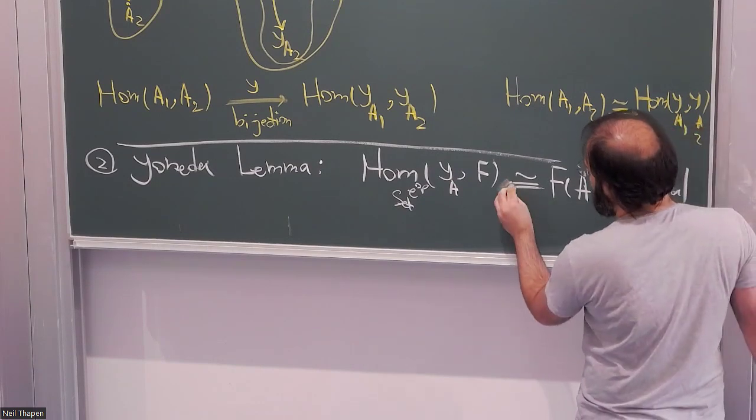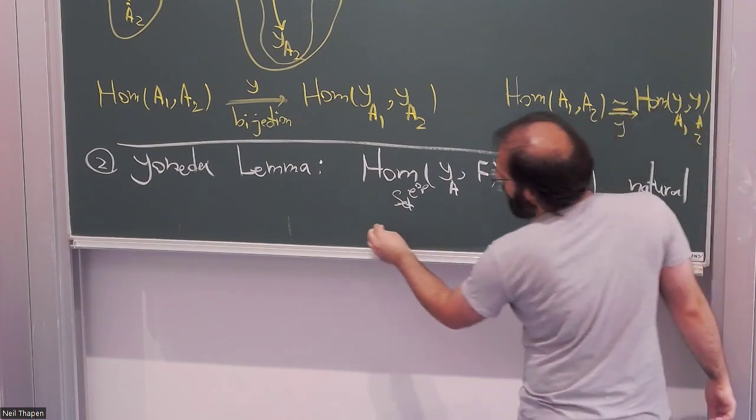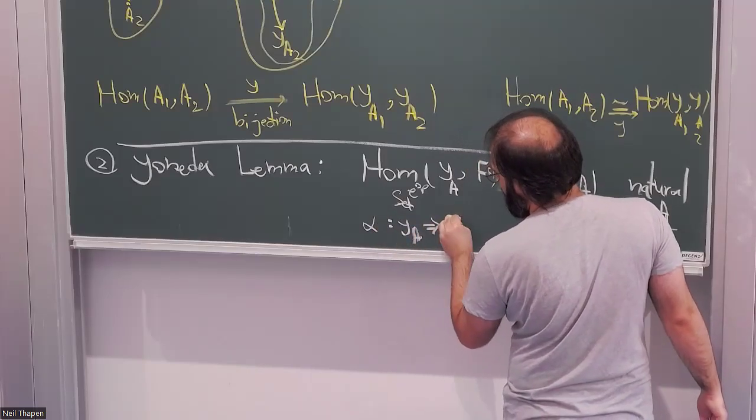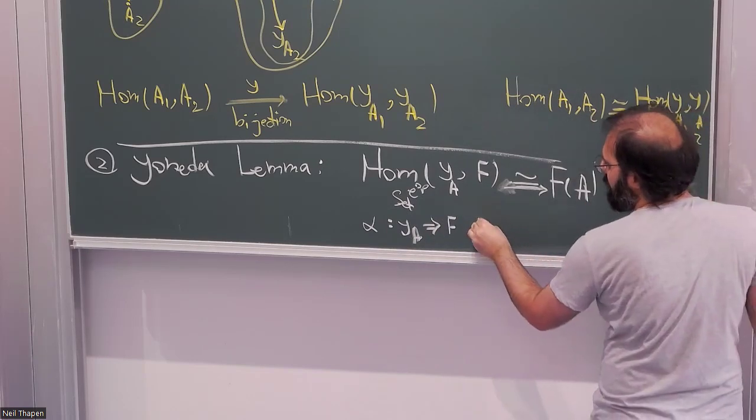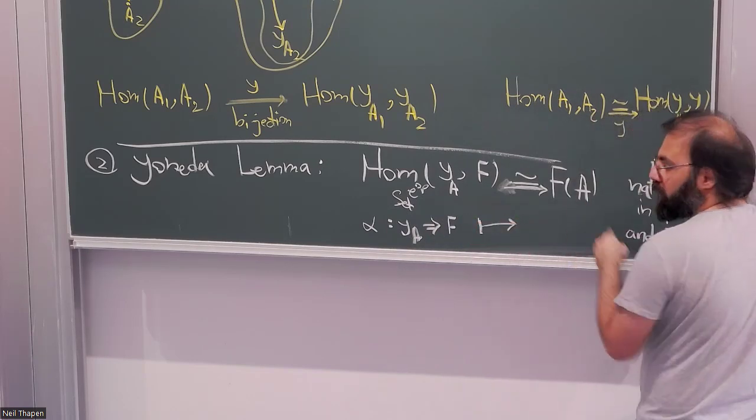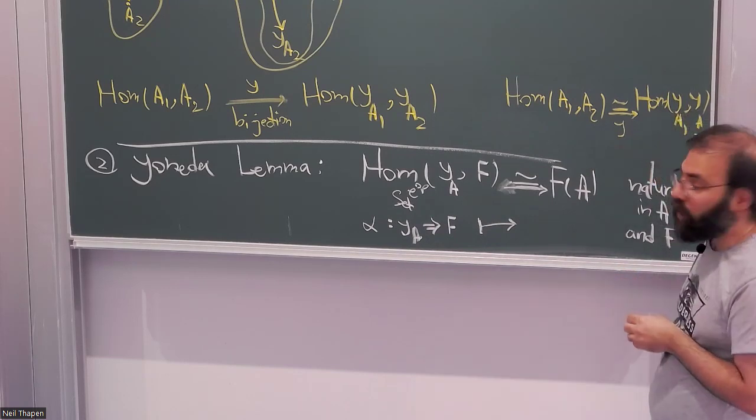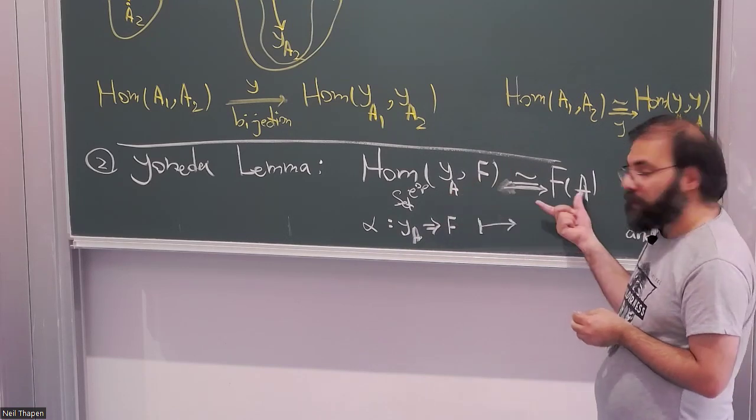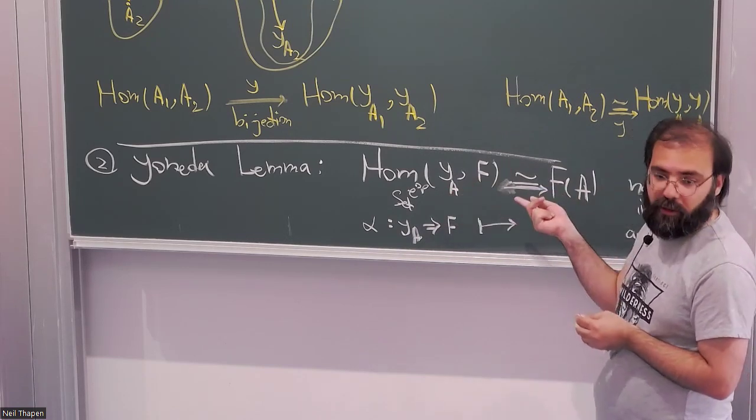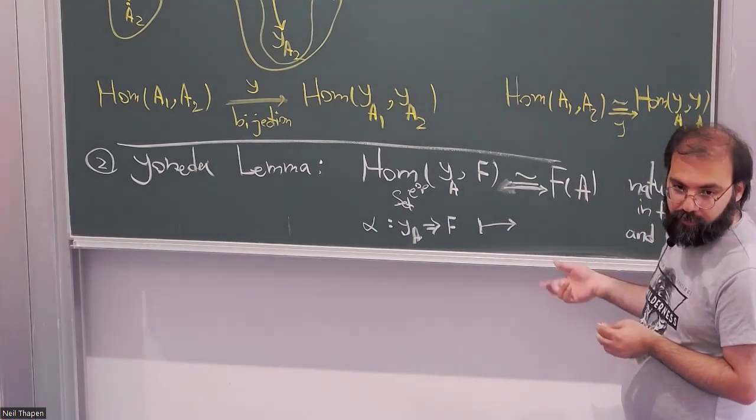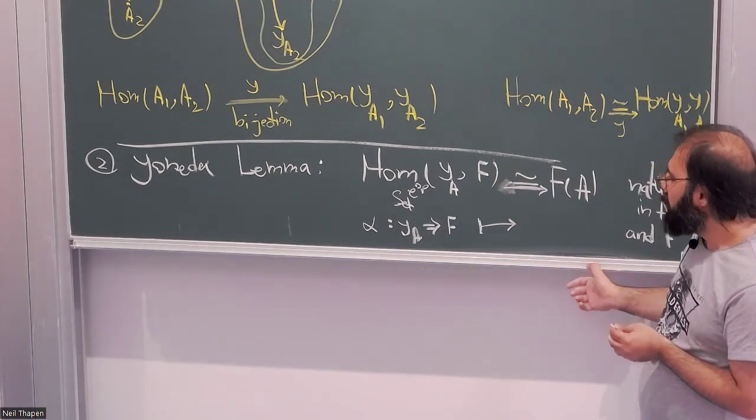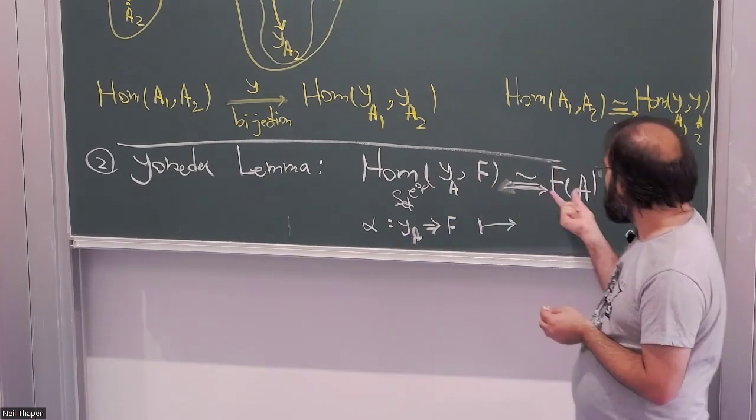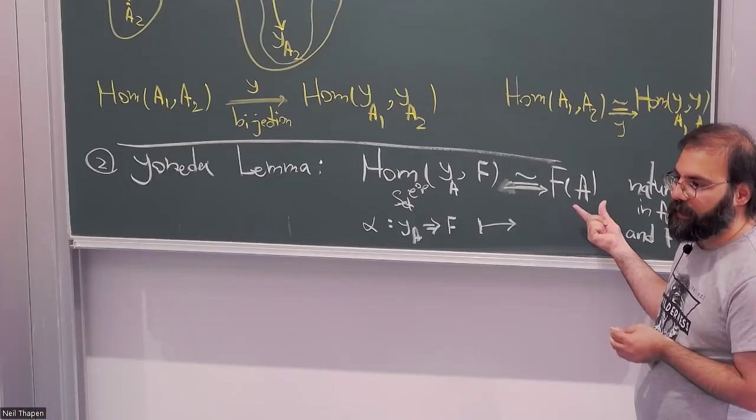Maybe it's easier to write it this way. If I have one alpha, say, from Yoneda A to F, how to get some element inside F of A? It's just the definition. I have two things, and I'm defining one map to say that actually that map is an isomorphism, not any map. So you have one alpha from this guy to that guy. How to come up with some element in F of A in a canonical way?